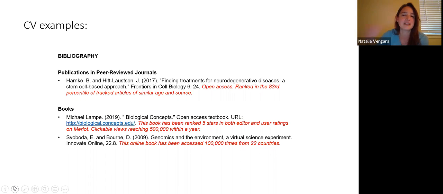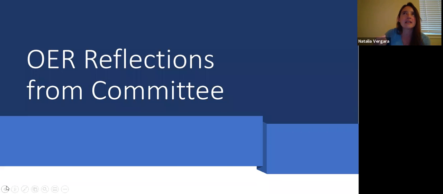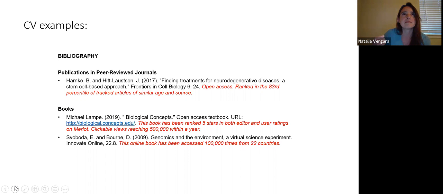So those are, you know, some of the little things that you can do to highlight OER in your CV and in your PNT that can really push forward and differentiate your materials from someone else's. So I think it's an important motivator for our faculty if they really understand how they can take advantage of it.